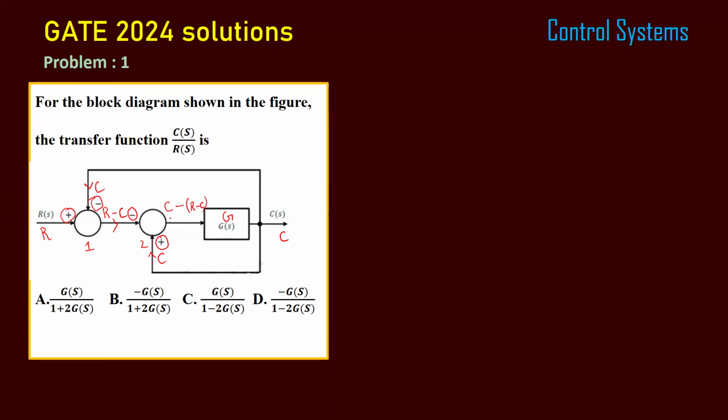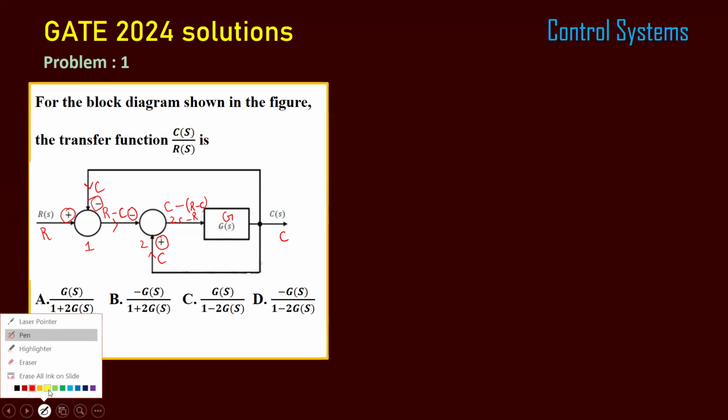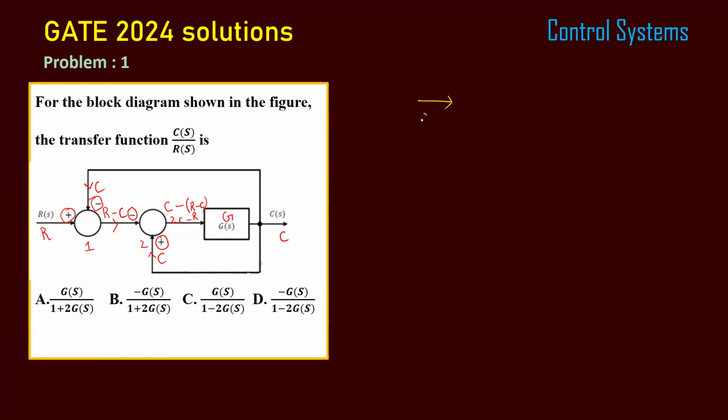So it is simplified as C plus C, 2C minus R. Now 2C minus R is given as input to the system which is having gain G. Let me simplify this. Now 2C minus R is the input to the system which is having gain G, and this is the output. We need to simplify this one.